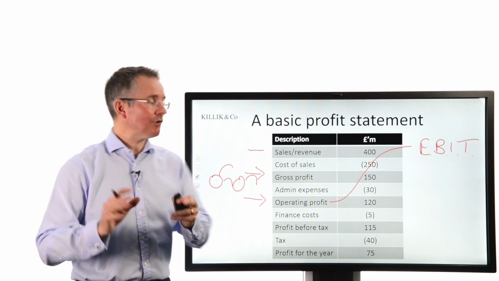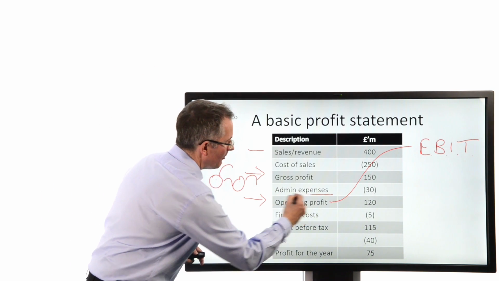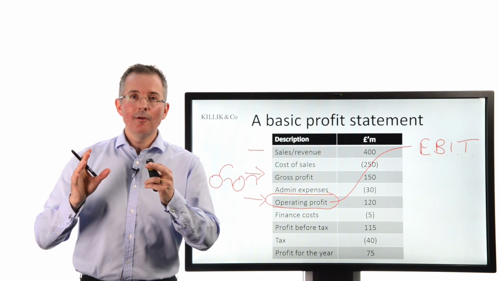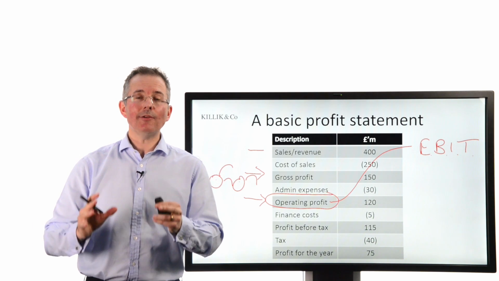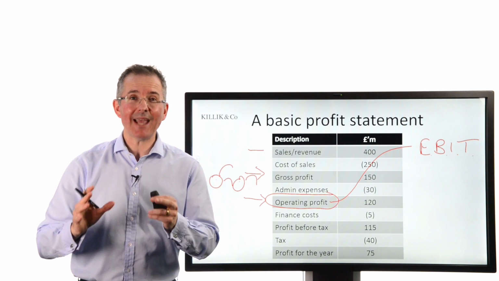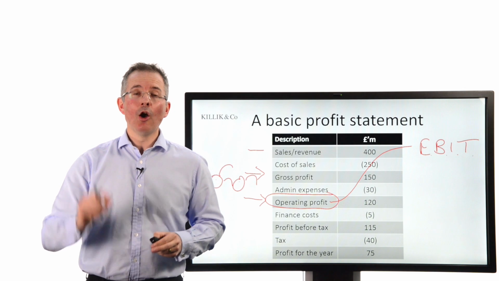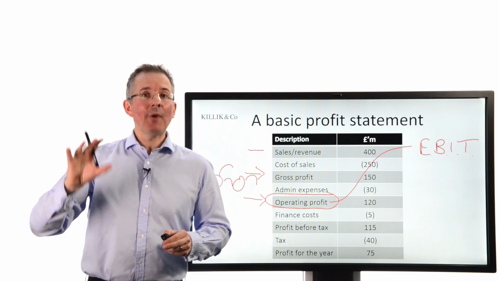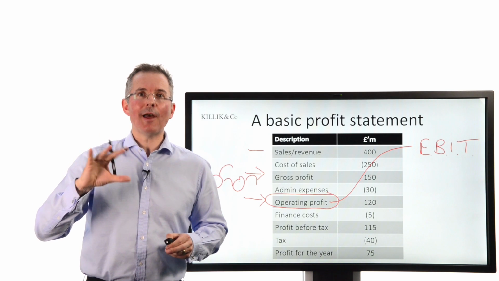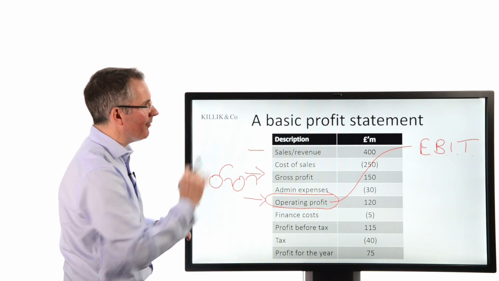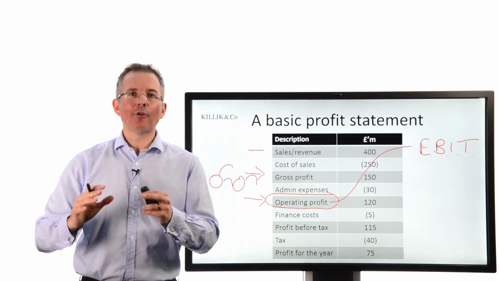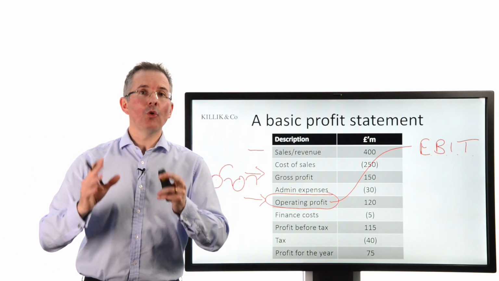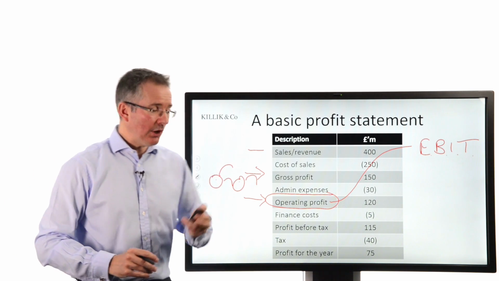EBITDA is about saying, well, actually, yes, this is an important number, but it suffers from one flaw, and that is it is stated after a couple of quite subjective, dodgy costs have been removed. One's known as depreciation, the other's known as amortization. So if we add those back, i.e. strip out their effect, we'll get to a profit figure that can be trusted, a profit figure that is not influenced by a rather strange accounting quirk. It's called EBITDA. Now, what is that accounting quirk?